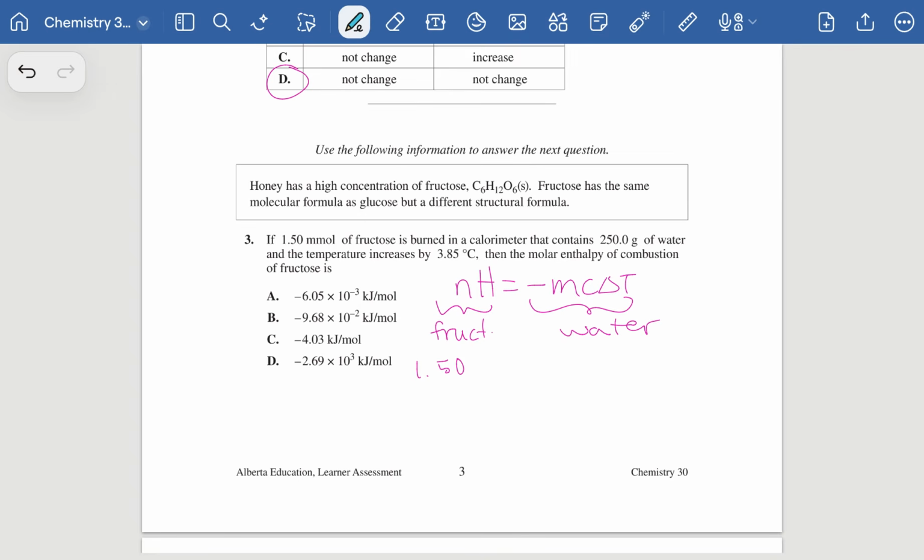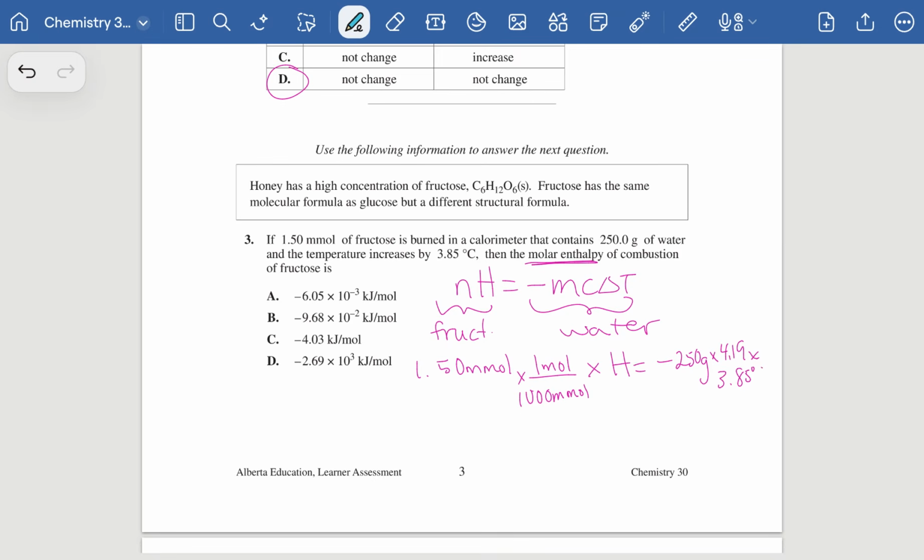One of the things we have to realize is that we do have millimoles and we need moles. So we're going to multiply this by the conversion that changes millimoles to moles, and there's 1,000 millimoles in 1 mole. Then we're solving for H. That's what it's asking for, the molar enthalpy of fructose. The left-hand side is all about the water, so negative 250 grams, using the specific heat capacity of water and the temperature change.